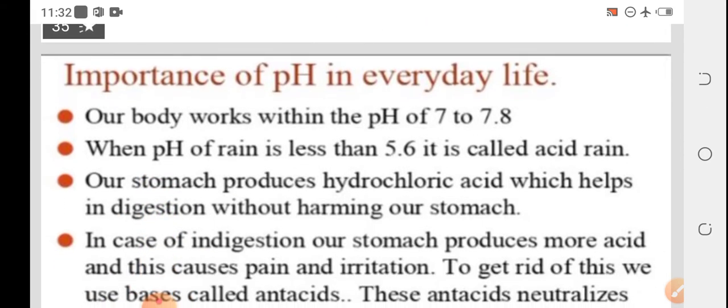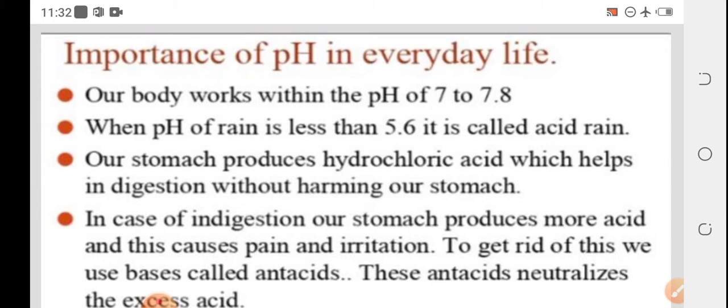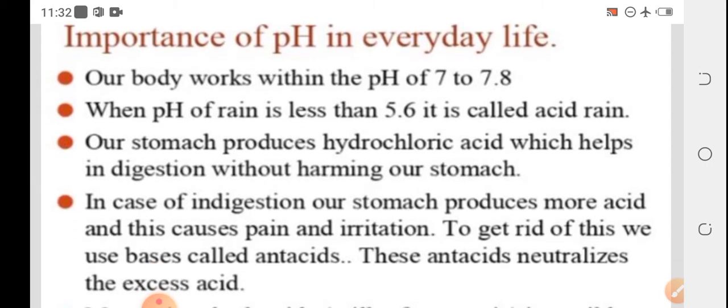Importance of pH in our everyday life. Our body works within the pH level of 7 to 7.5. When the pH of rainwater is less than 5.6, it is called acid rain. So what is acid rain? When the pH of rain is less than 5.6, it is called acid rain.